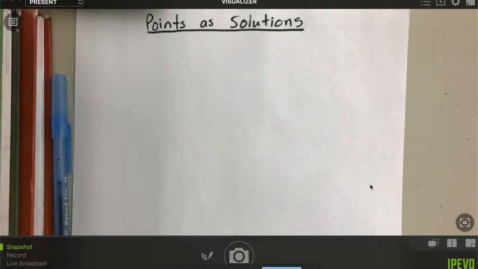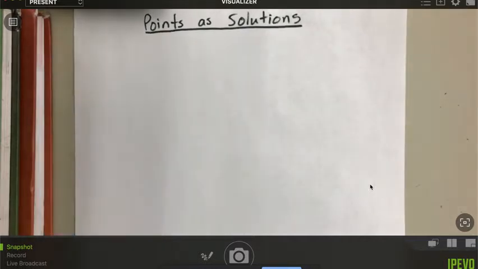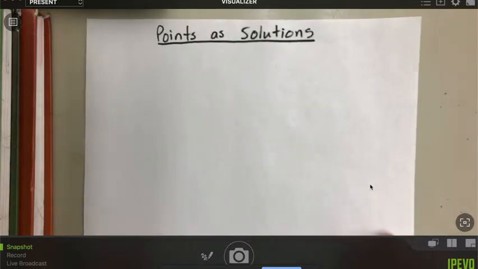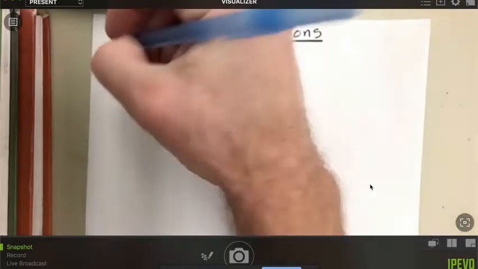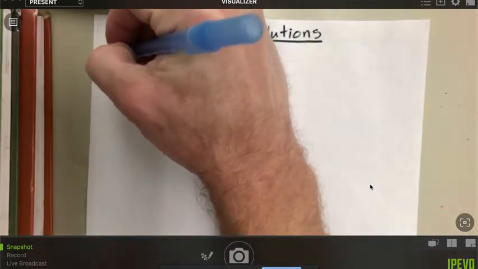Hey, good morning, everyone. So today we're gonna keep talking about lines, but we're gonna keep hammering that idea of what it means for something to be a solution, and then we're gonna take our lines a little bit further today to inequalities. So the first case we're gonna talk about is equality.